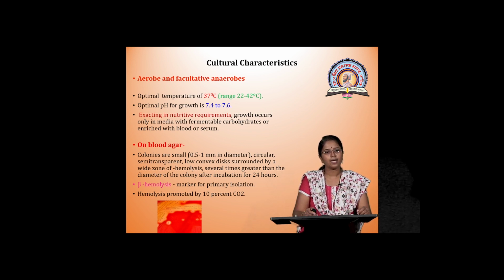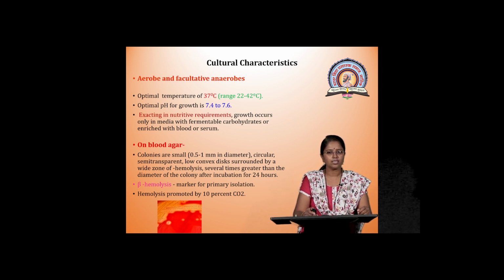The exacting nutrient requirements make this organism special: it requires media with fermentable carbohydrates or media enriched with blood. So blood agar is used for growth and isolation of Streptococcus pyogenes. If you see the colonies of Streptococcus pyogenes on blood agar, the image is there.